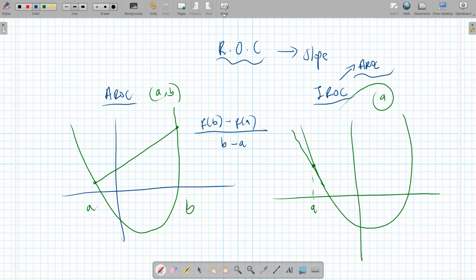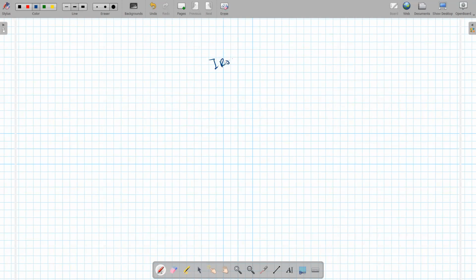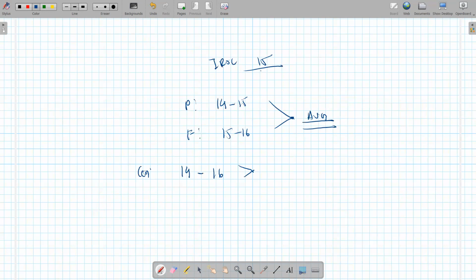So yesterday we did a question where they wanted to find the IROC at 15. You can either go from 14 to 15, called preceding, or you can go from 15 to 16. Now this becomes the following, and then you take the average of them. That's one way to do it. Or you can go from 14 to 16. Whatever this number is, it needs to be in the middle. And this is called the centered interval. And this will also give you the answer.